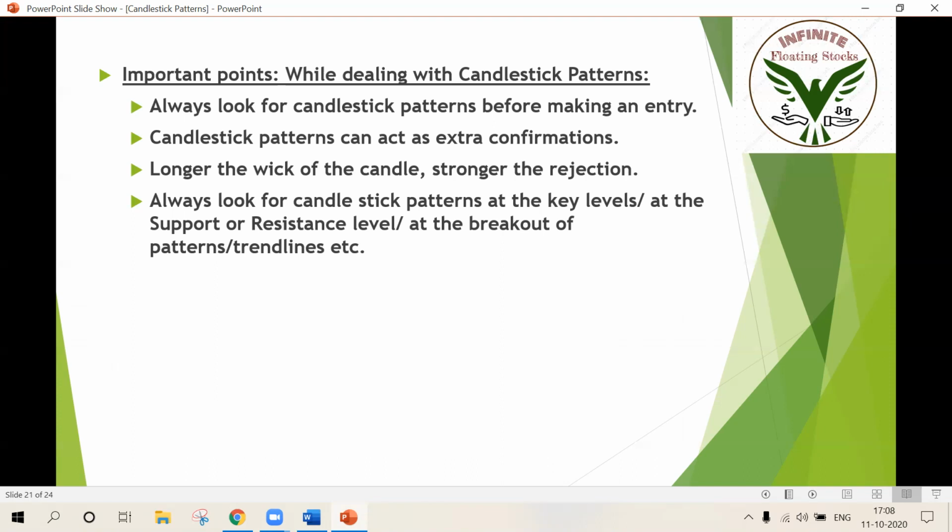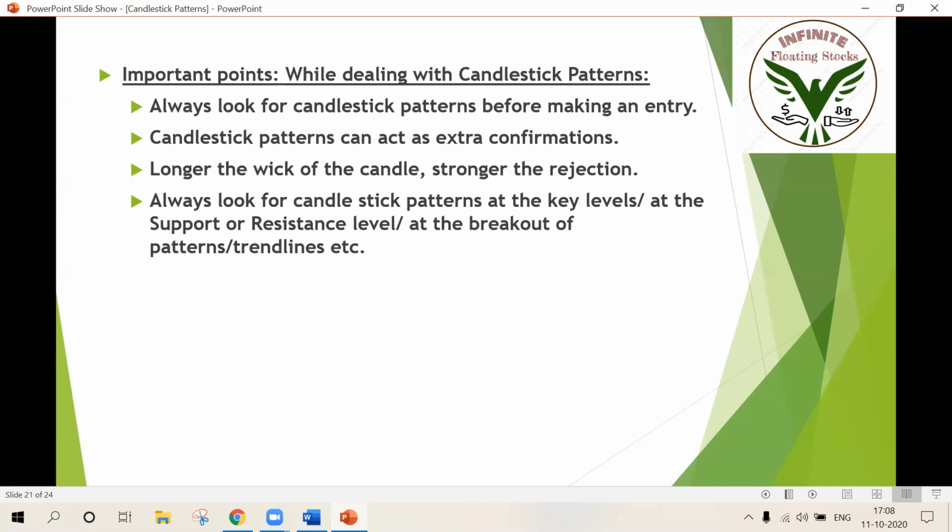All these candlestick patterns act as additional confirmations before entering into the market. So always look for candlestick patterns before making an entry, as they can act as extra confirmations. This is very important. And the longer the wick of the candle, the stronger the rejection. I already told you many times.